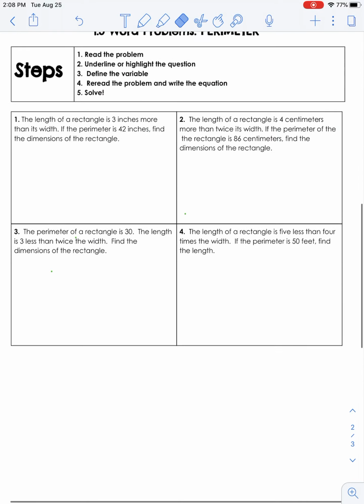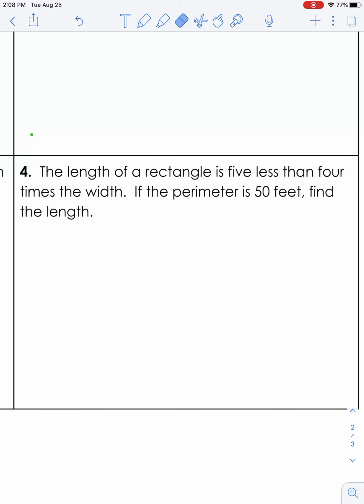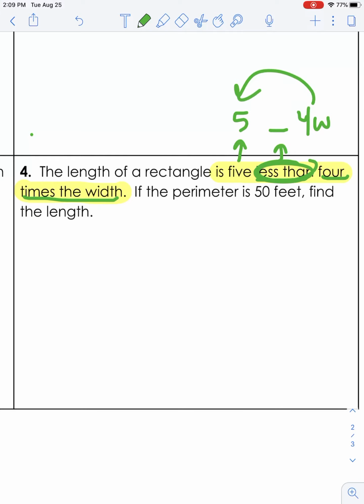Last example, number 4. The length of the rectangle is 5 less than 4 times the width. If the perimeter is 50, find the length. All right, first sentence. The length of the rectangle is 5 less than 4 times the width. So we have 5 less than is minus, 4 times the width. That means the 4 and w need to go side by side. Less than's a turnaround phrase though, so we should switch the 4w and the 5. So the length is 4w minus 5.